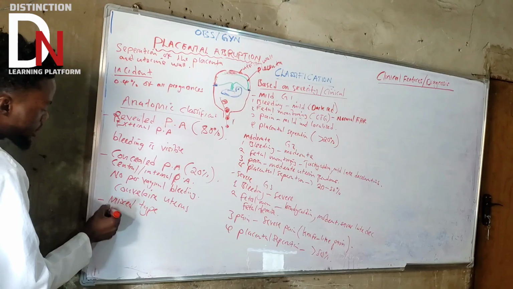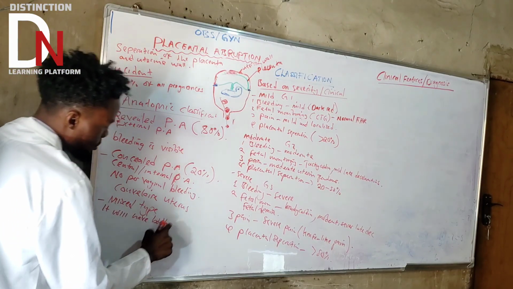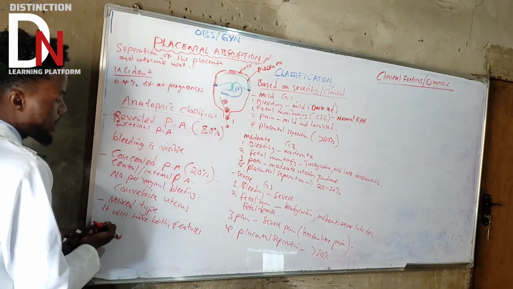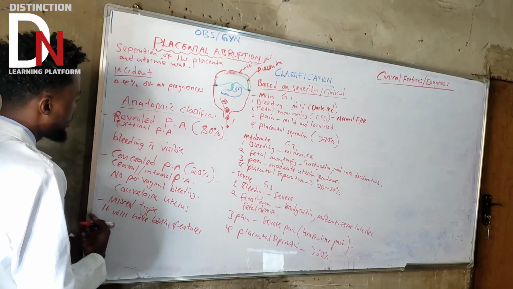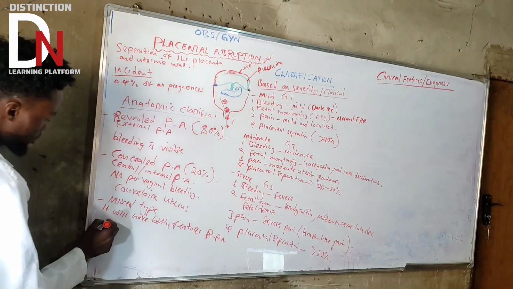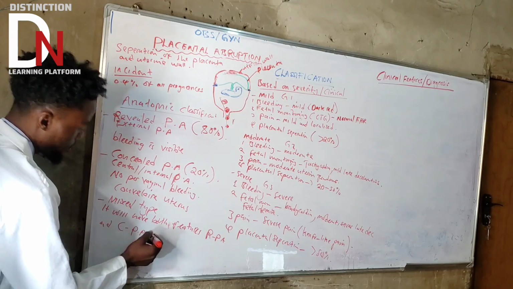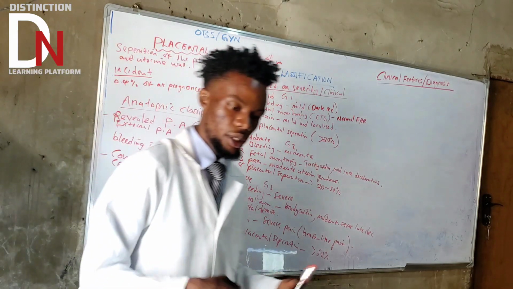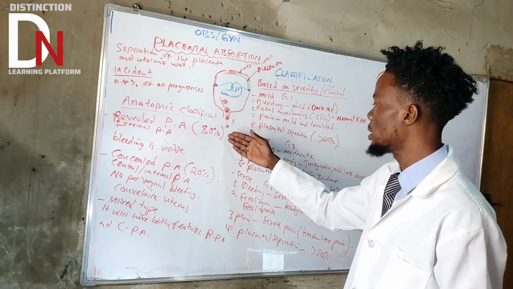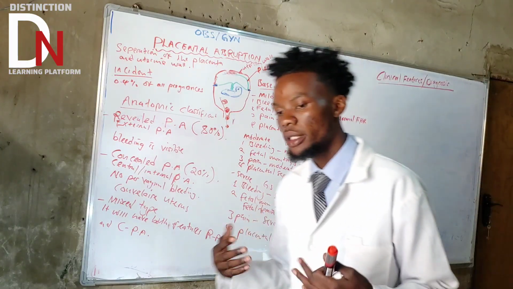Mixed type basically is going to have both features. But this one is rare, having both features of revealed abruption and concealed abruption. If you see there's Couvelaire uterus, and maybe there's also some blood bleeding that is seen, then you are going to say, okay, that is a mixed type.